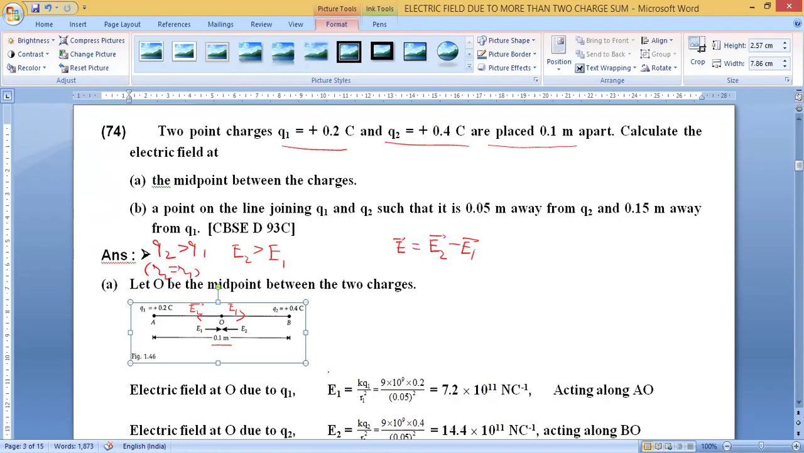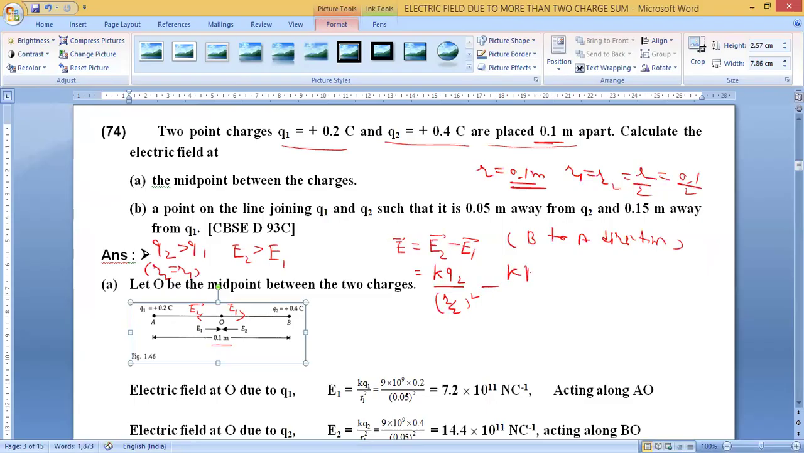तो डिस्टेंस सेम है, R/2 है, here R is given 0.1 meter. Okay, then R1 is equal to R2 is equal to R/2, तो 0.1/2 लिख सकते हैं। तो E2 की वैल्यू ज्यादा है E1 से, तो इलेक्ट्रिक फील्ड along the B2A direction. Now we write K Q2 by R/2 square minus K Q1 by R/2 square.